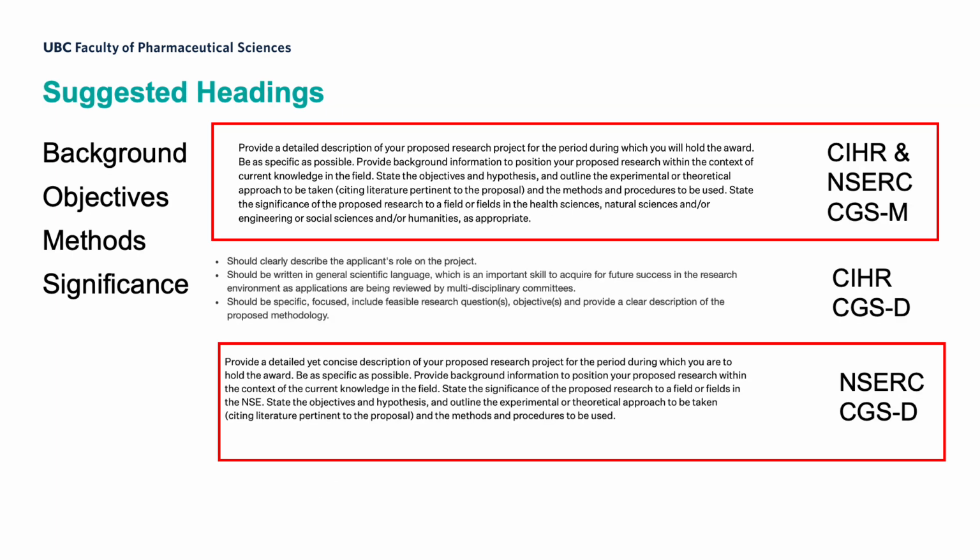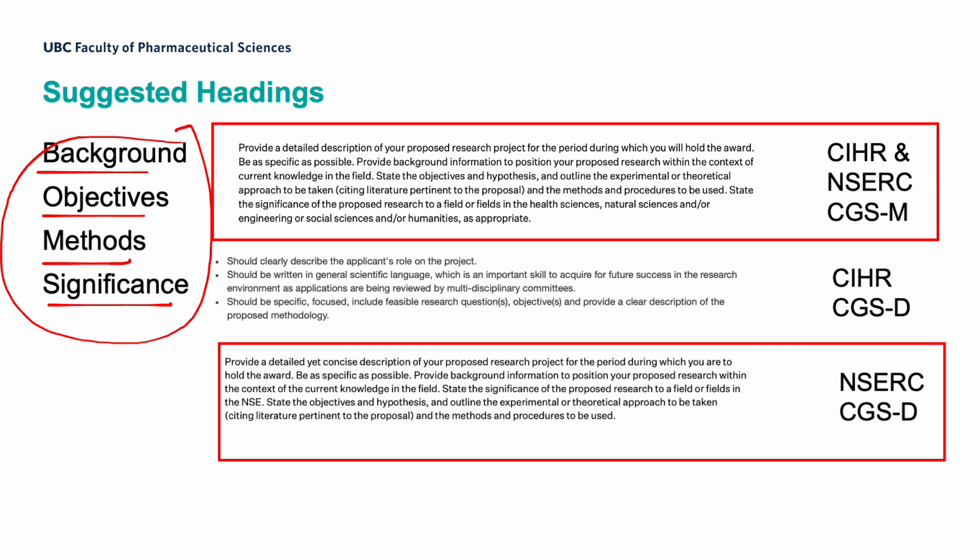Regardless of whether you're applying for CIHR or NSERC, or at the master's level or doctoral level, I recommend using very specific headings to address the description of these proposals. And those specific headings are background, objectives, methods, and significance. These are headings we also use in larger grants, but of course you can see I've selected these headings because it closely matches the description, and this is a good technique in general.